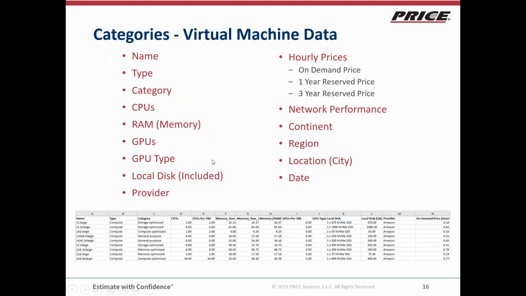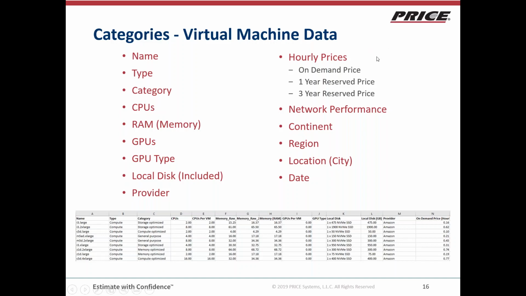But when we did develop our normalization process and collect all the data, these are the categories that we had for the virtual machines. The major ones: CPUs, the RAM, obviously the name up at the top. The local disk was included, so that extra local storage, how many gigabytes that was, was included.